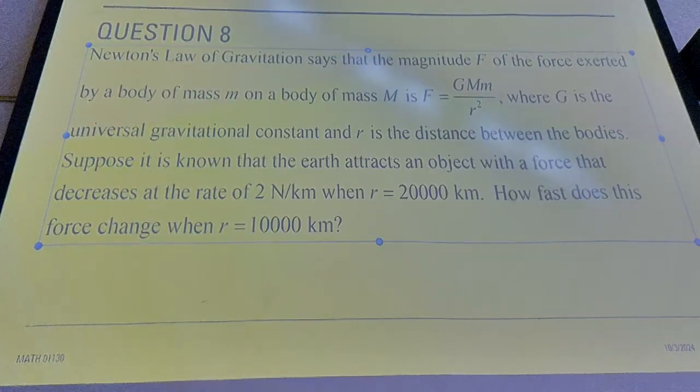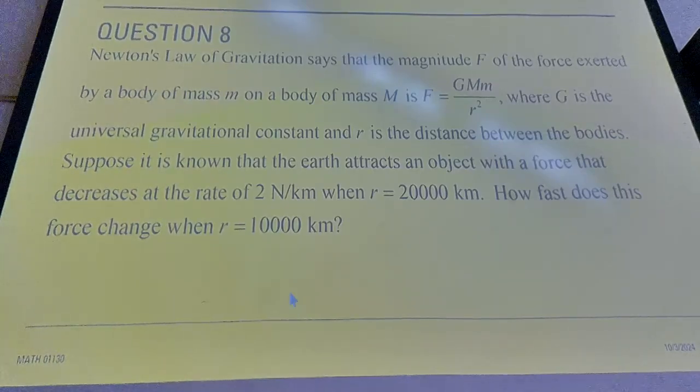Again, this means the further away you get from an object, the less the force of gravity. So we're told that Earth attracts an object with a force that decreases at the rate of 2 Newton per kilometer when R is 20,000 kilometers. How fast does this change when R is 10,000?